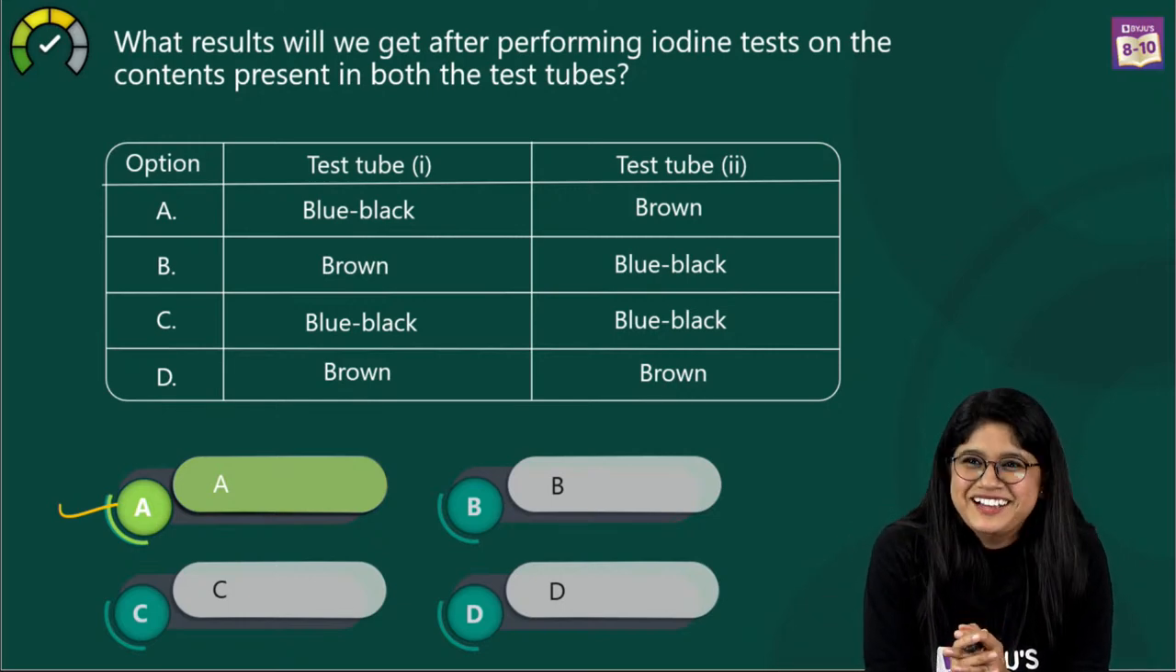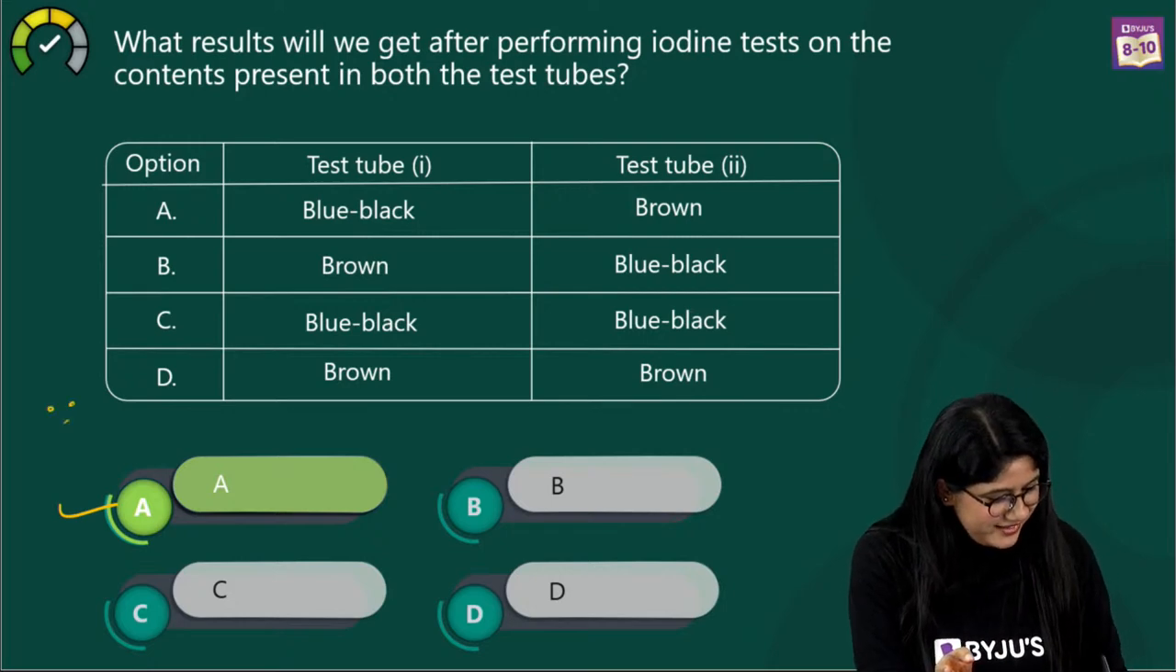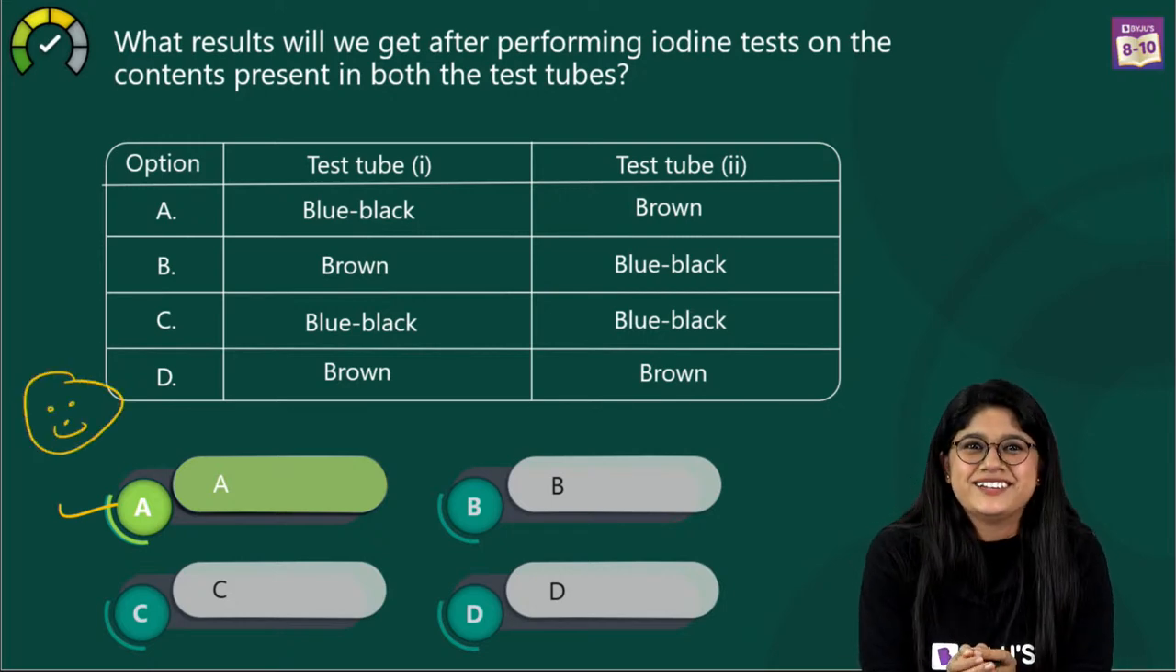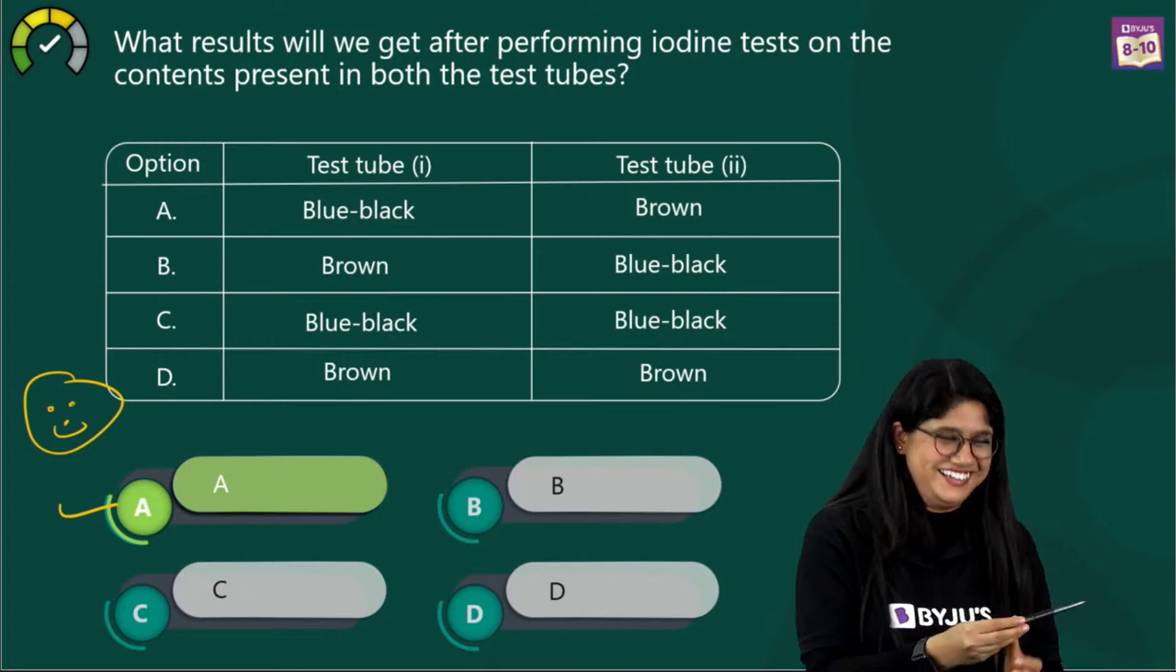Is it too soon? So A for answer and A for Ashwin sir. Whoa, what a segue. Yeah. Thank you for that.